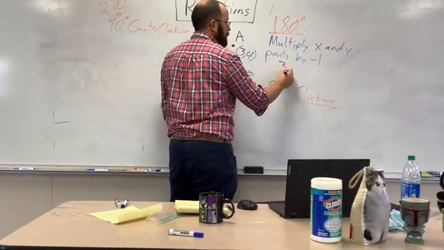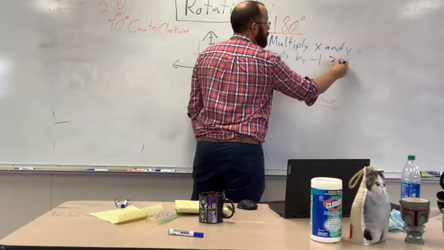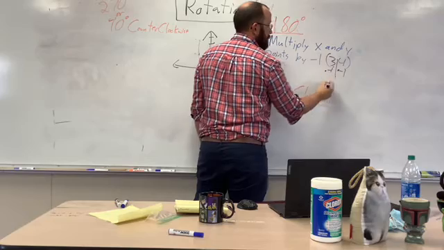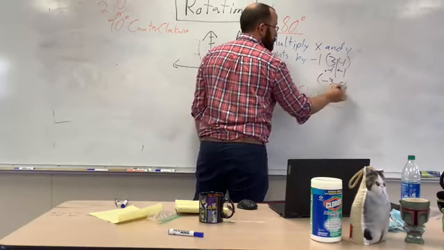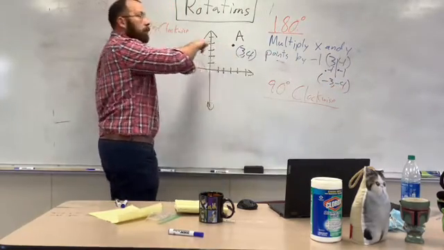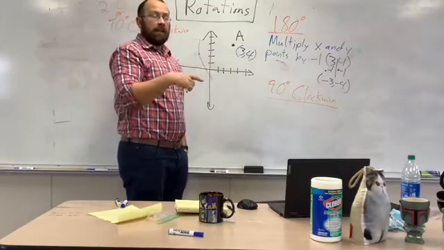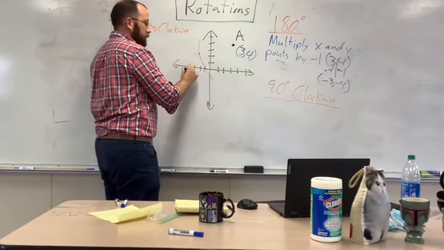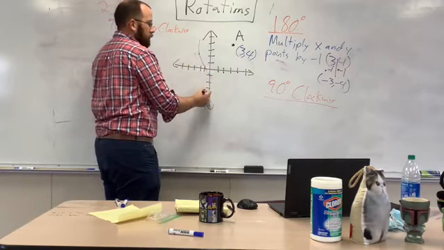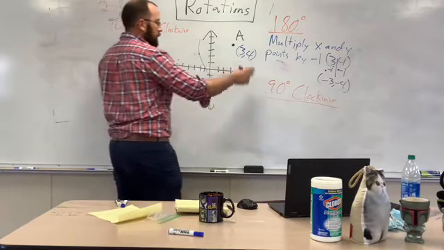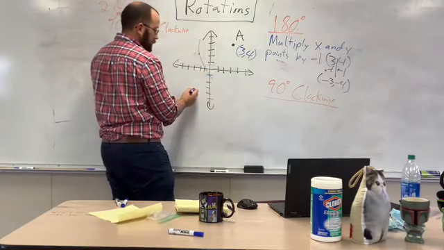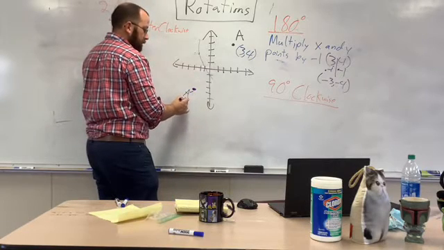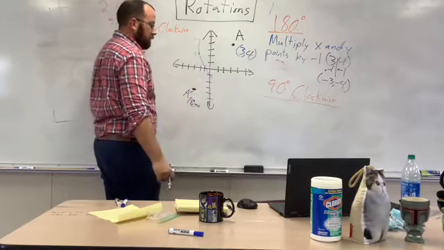So I take 3, 4, and I multiply both of them by -1. That gives me -3, -4. So when I graph that, if I'm going 180 degrees, that's halfway around a circle. So it should end up over here. So -3, -4, and it does. So this is A prime for 180 degree rotation.